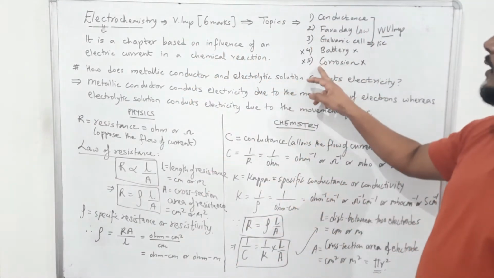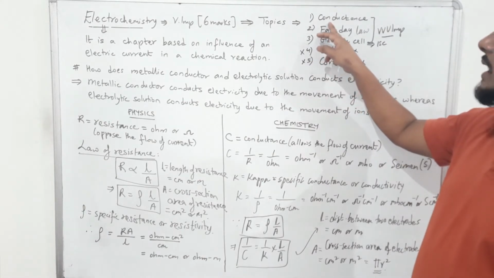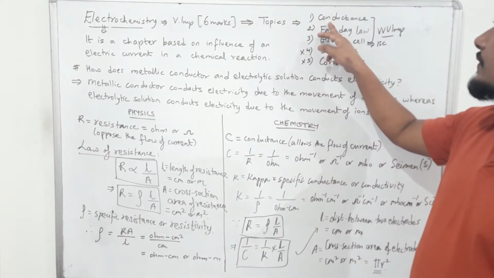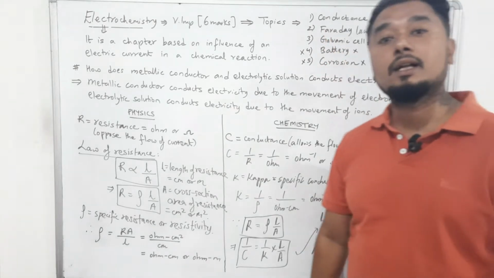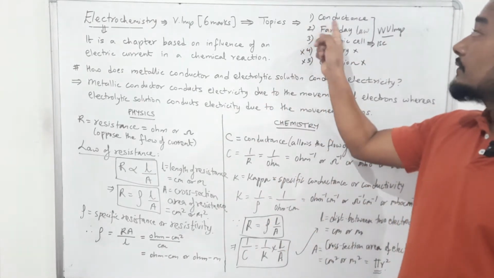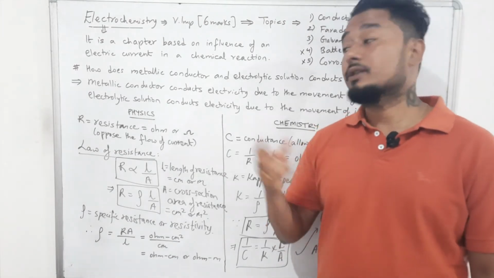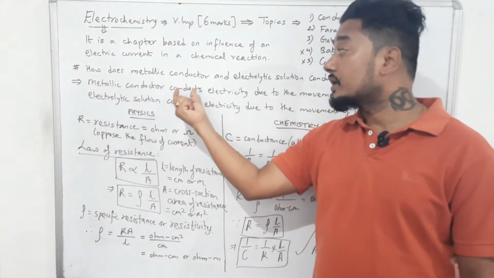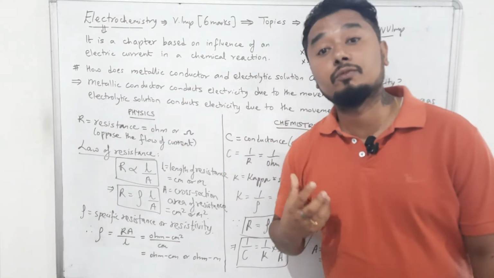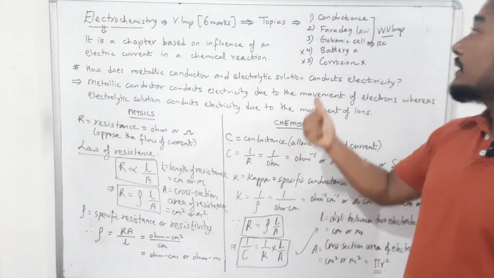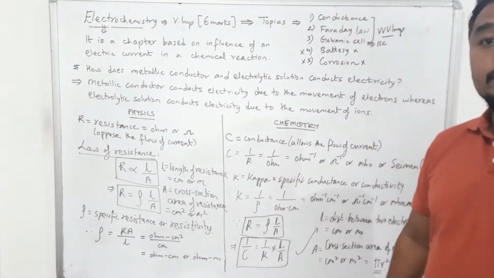So out of these 5 topics, now we are going to start with conductance first. After completing conductance, we go to Faraday, then to the galvanic cells. So let us start conductance from today. And just now I told you, how does a metallic conductor conduct electricity? Through movement of electrons. Electrolytic solution conducts through movement of ions. So now we are going to start the topic called conductance.